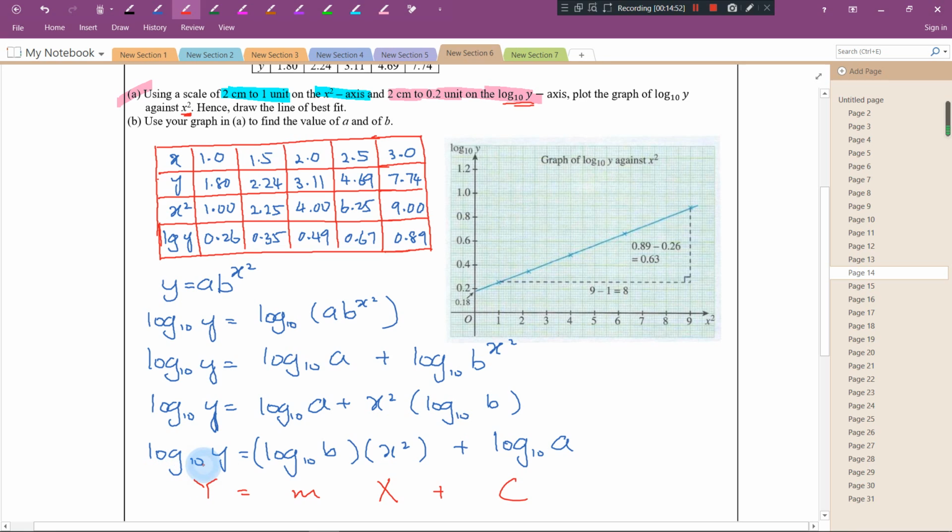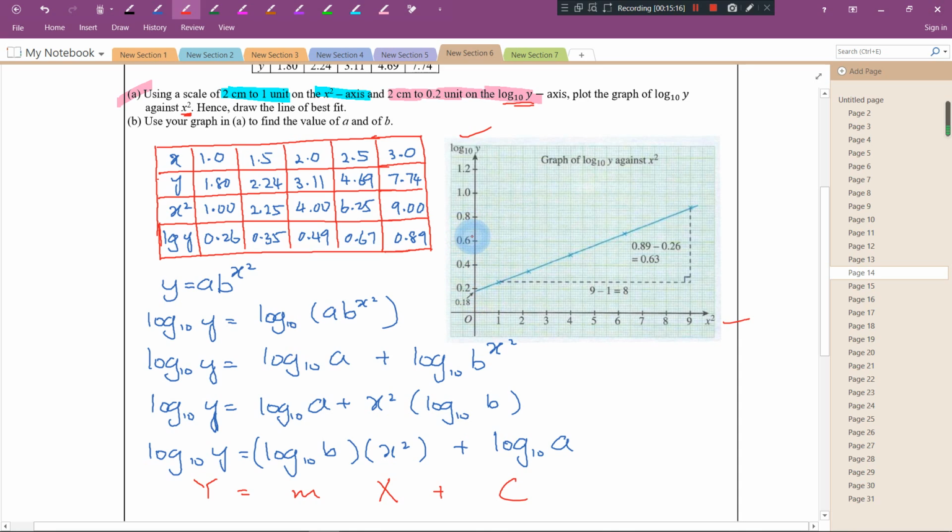Y-axis is log base 10 of y, correct or not? Yes, correct. X-axis is x squared, correct. And from here, we know the gradient is actually log base 10 of b, and log base 10 of a is actually the y-intercept. So in this case, from our graph, we know that the y-intercept is 0.18.